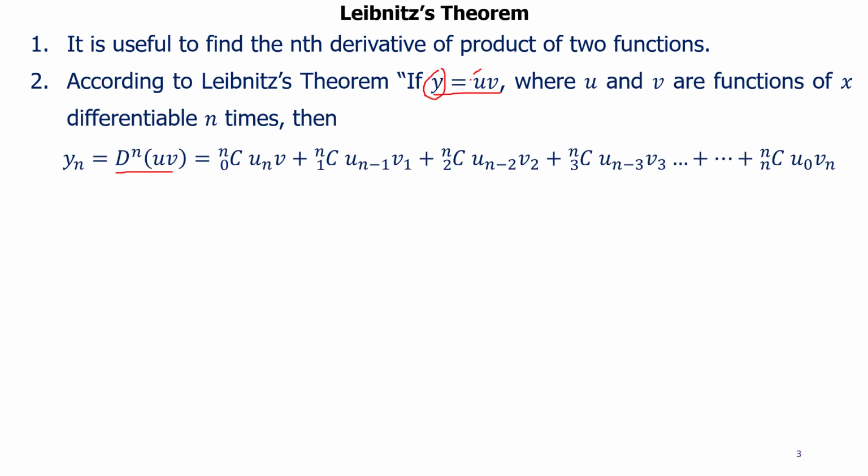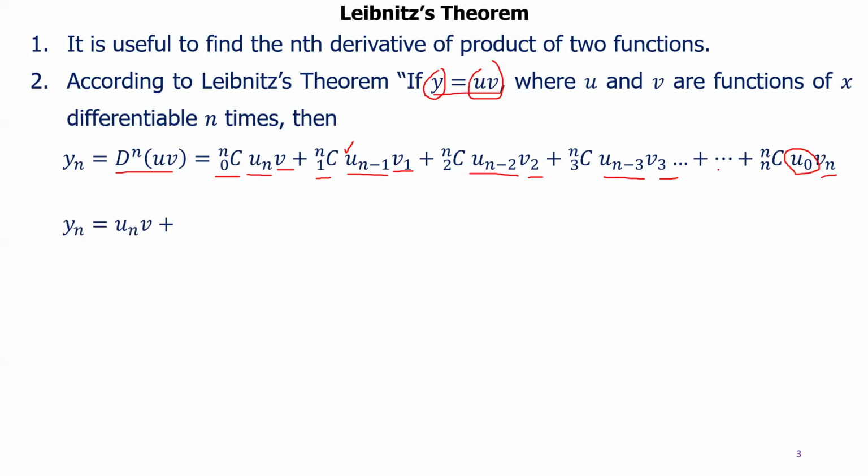It means that the nth derivative of uv is equal to nC0 u_n v plus nC1 u_(n-1) v1, where u_(n-1) means the (n minus 1)th derivative of u and v1 means the first derivative of v, plus nC2 u_(n-2) v2 plus nC3 u_(n-3) v3 and so on, plus nCn u0 vn, where u0 means the value of u and vn the nth derivative of v.